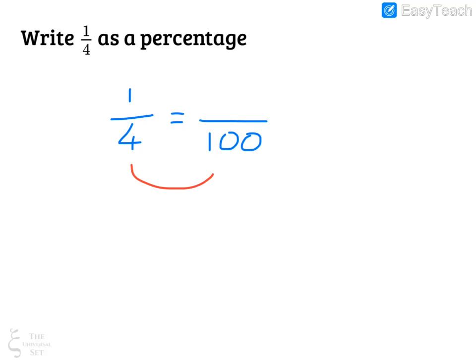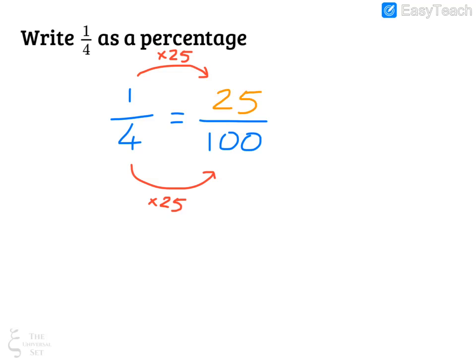So what am I going to have to do? I'm going to have to multiply this 4 by something. Multiply it by 25, I think, aren't I? If I multiply it by 25, 4 times 25, that's going to make 100. So if I'm multiplying by 25 on the bottom, I better do the same thing on the top. So we're going to times by 25 up here as well. And if I do that, 1 times 25, I get 25. So now we know 1/4 is equivalent to, it's the same as 25 out of 100.